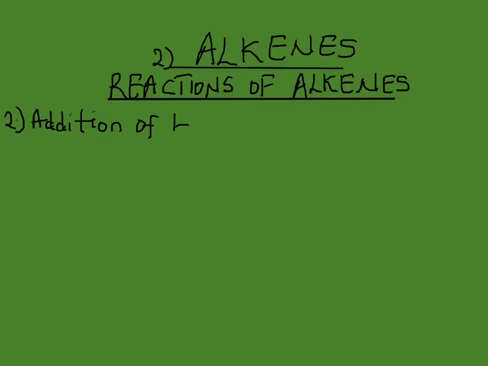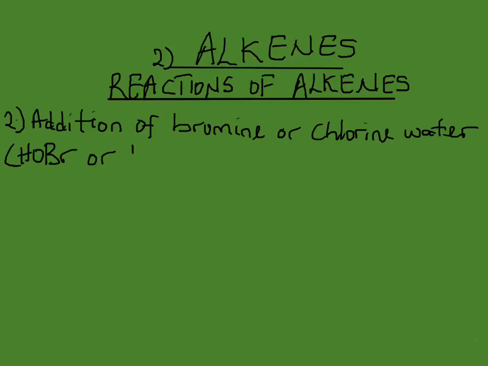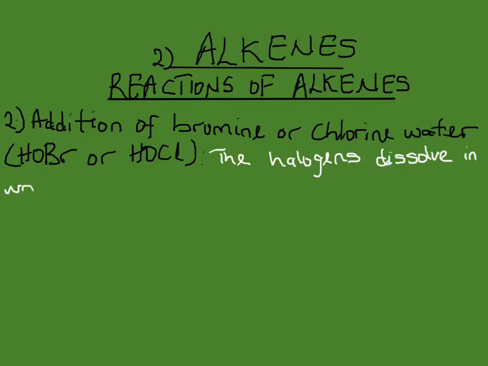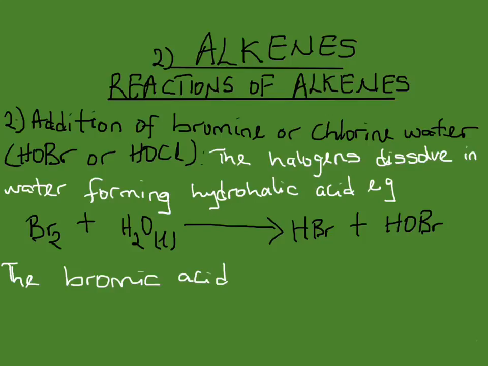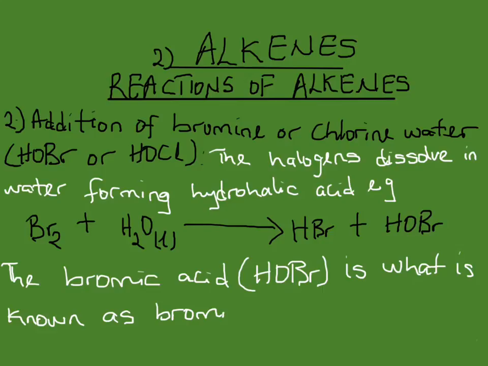The next reaction we're looking at is the addition of bromine or chlorine water. The halogens dissolve in water, forming hydrohalic acid. For example, we have bromine reacting with water. It's going to give us hydrogen bromide plus a hydrohalic acid. The bromic acid is what is known as bromine water.